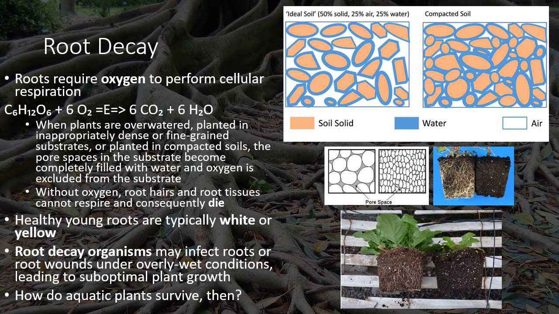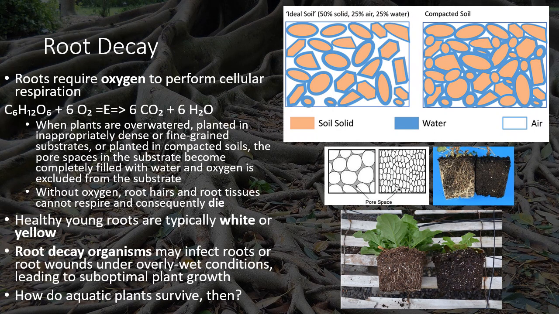So in order to understand root decay, we first have to talk a little bit about some basic cell physiology. Roots require oxygen, like all cells do, to perform cellular respiration. I shouldn't say all cells. There are some cells that don't do cellular respiration. They do things like fermentation instead. But plant cells, plant roots, require oxygen to perform cellular respiration.